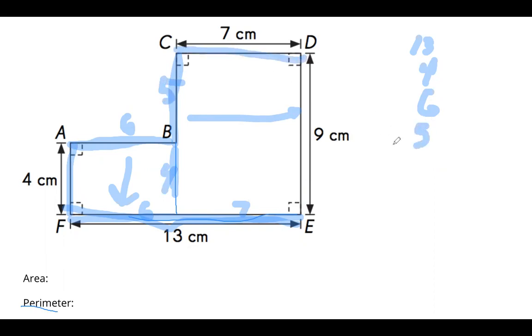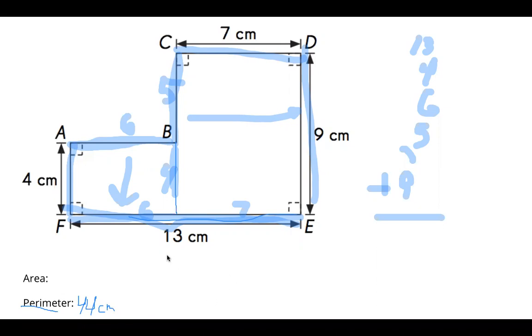Now I have a 7 up here. And I'm going to come down and I have a 9. So I'm going to add up all of these to see what my perimeter is. So again, I'm going to do my 13 plus 4 plus 6 plus 5 plus 7 plus 9. And I got 44 centimeters. I'm going to just double check that. So again, 13 plus 4 plus 6 plus 5 plus 7 plus 9 equals, okay, I got the same thing. All right, now we're going to do the area.